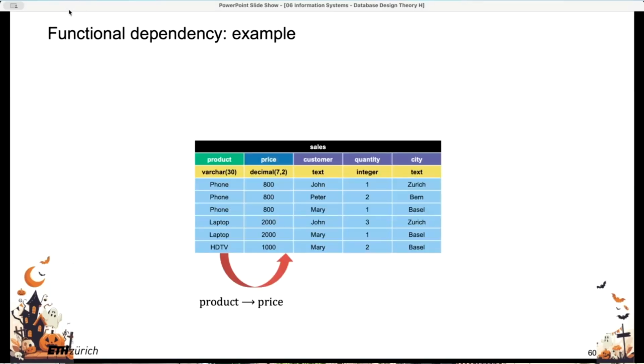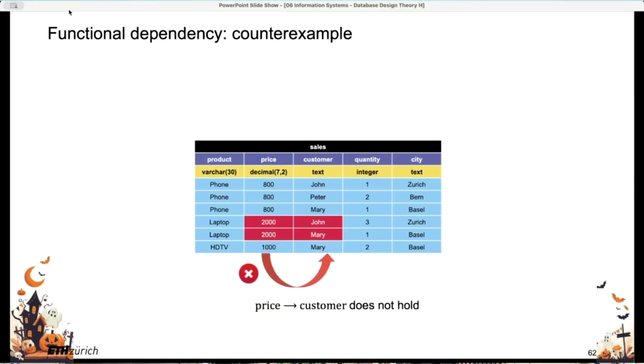So now I can write it like this. I got rid of the curly braces and of the quotes. So product functionally determines price, and customer functionally determines city. And you agree, if I take this as an example, price functionally determines customer doesn't hold. And how I explain it doesn't hold, I just need the counterexample. And these are my two records that have the counterexample where they match on the price, they don't match on the customer. That's enough to say that this functional dependency doesn't hold. Who agrees it doesn't hold? Right? Awesome.